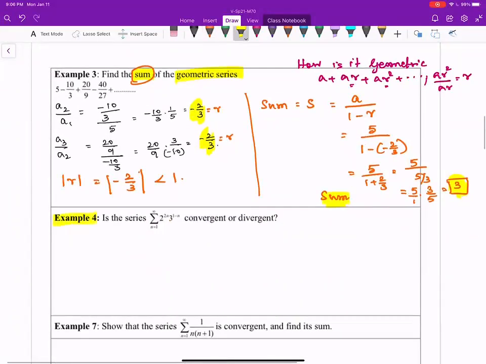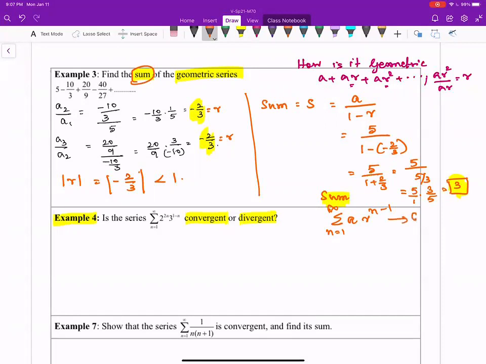Next example is a series, sigma n varying from 1 through infinity, 2 to the power 2n times 3 to the power 1 minus n. Is it convergent or divergent? As long as it's a geometric series, if you are able to recognize this as a geometric series, you need to bring the series into this form, n varying from 1 through infinity.